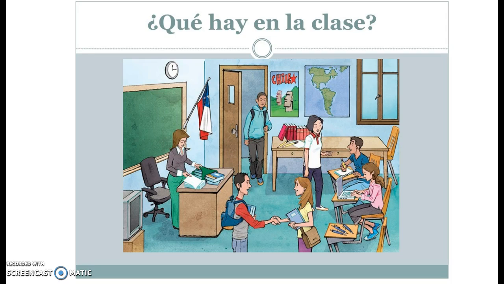I want you to look at the picture very carefully. I want you to use un, una, unos, or unas with the noun you're going to identify. Make sure you use un if the noun is masculine singular, una if it's feminine singular, unos if the noun is plural, masculine, and unas if the noun is feminine, plural.